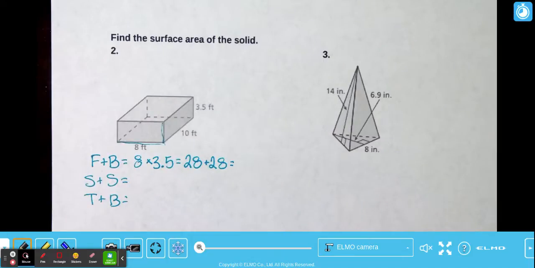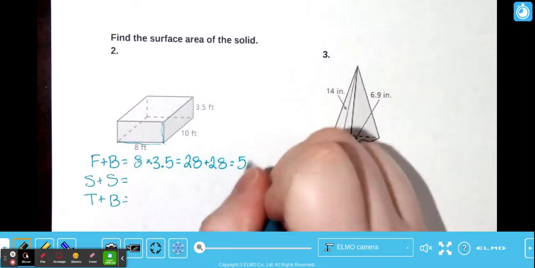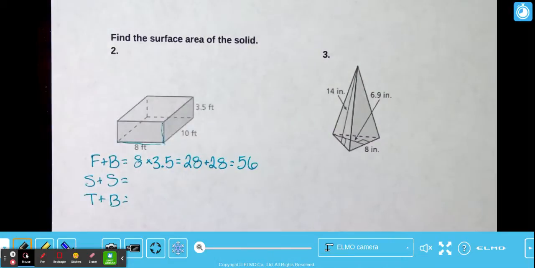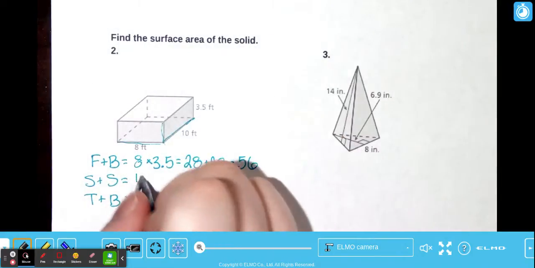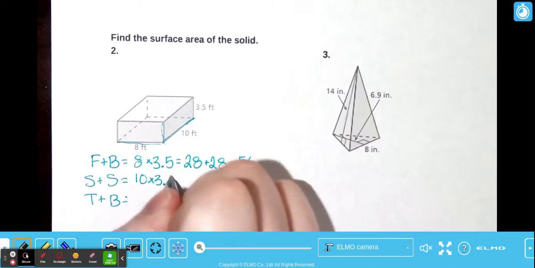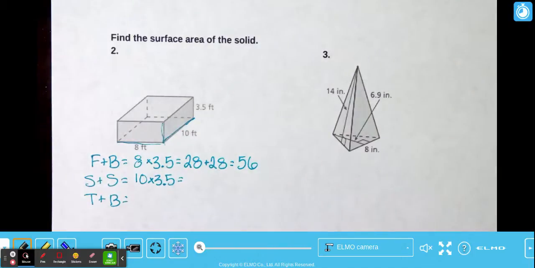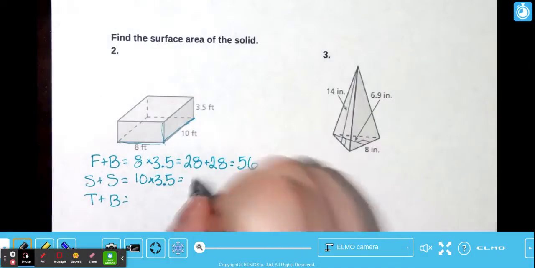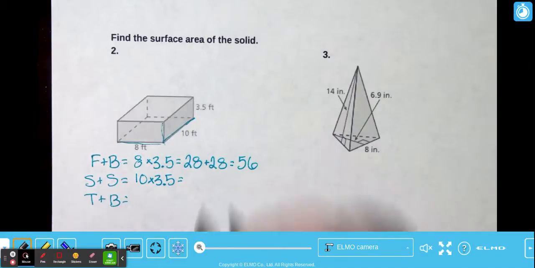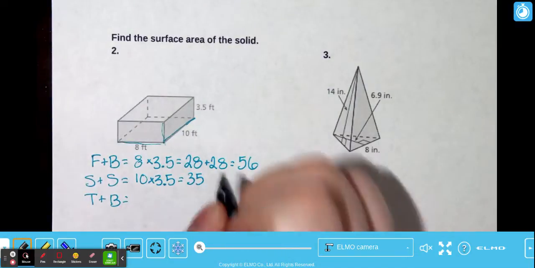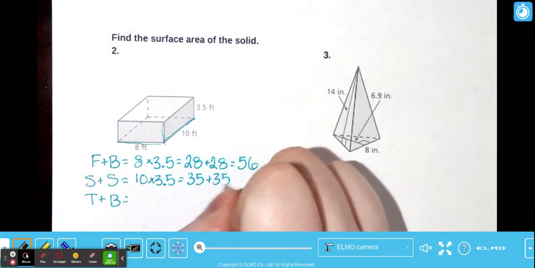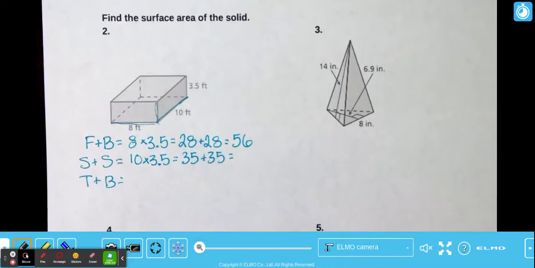What? 56. Okay. My sides. What's the base length of the side? 10. What's the height of the side? Okay, so we'll do 10 times 3.5. What does that give me? 35. And there are, again, 2 of them, so I'll do 35 plus 35. What does that give me? 70.